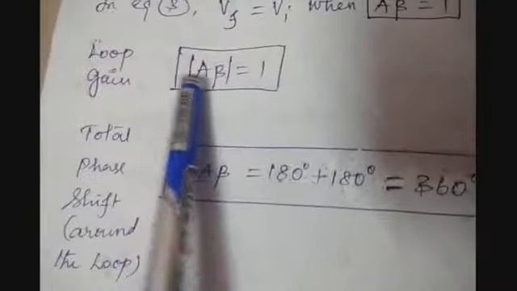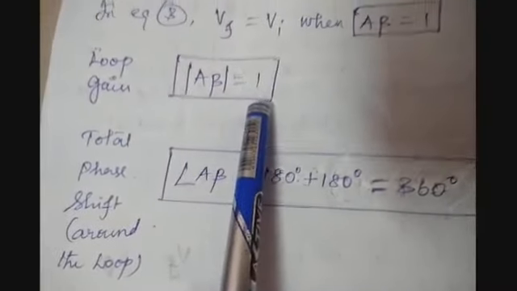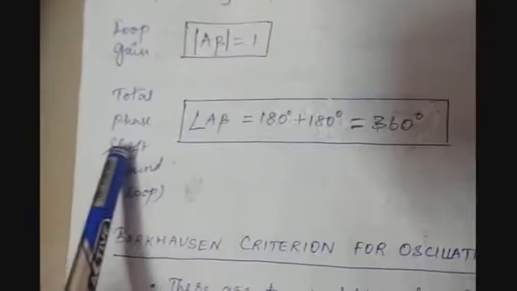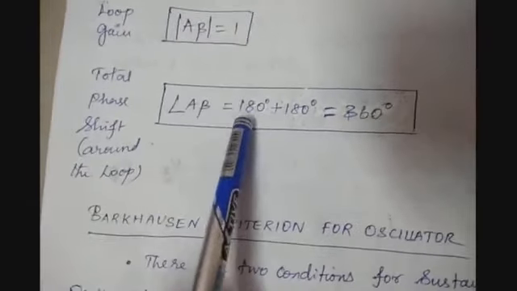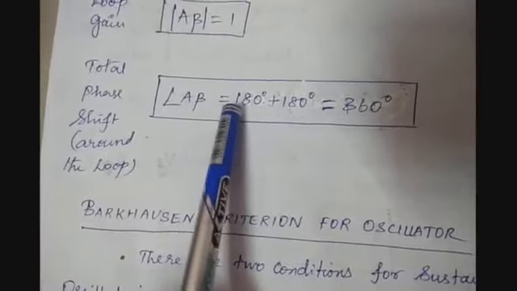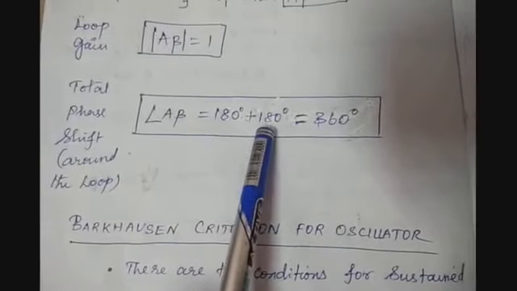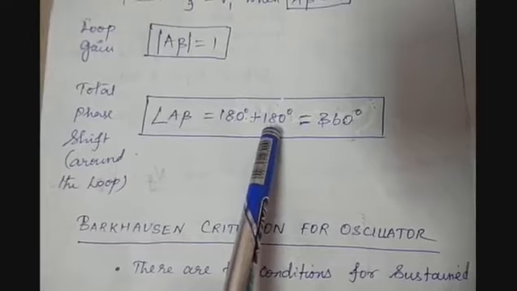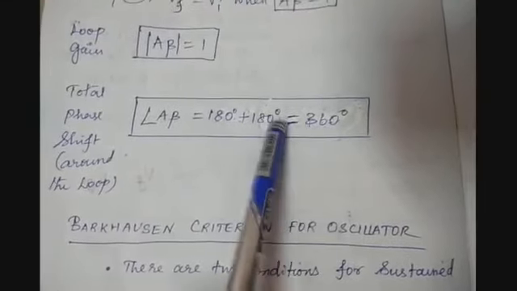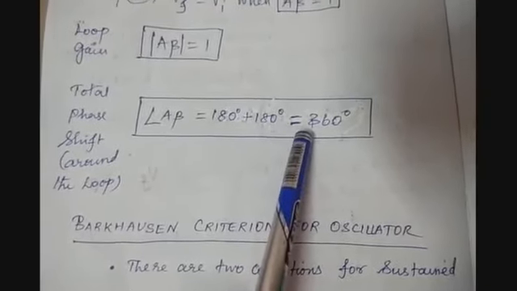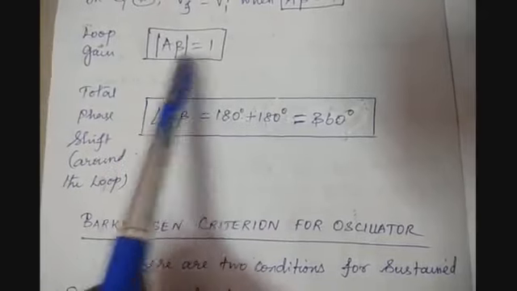When loop gain equal to 1 and the total phase shift is equal to 180 plus 180. 180 introduced by feedback network, and this 180 is because of the inverting amplifier. So total phase shift is 360 degree, right? And the loop gain is 1.